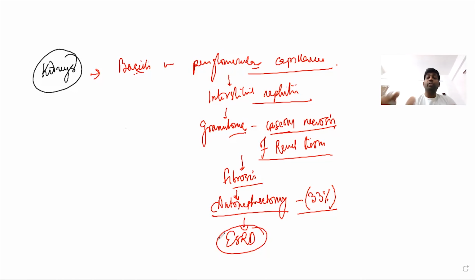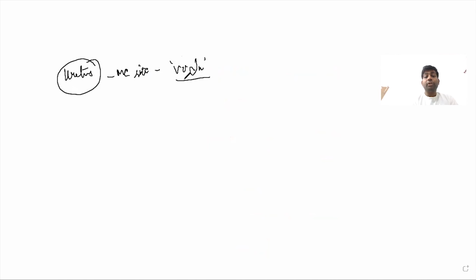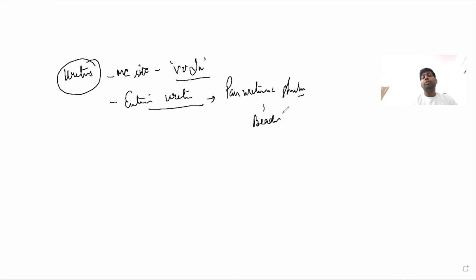Now let us talk about what occurs in the ureters. The most common site of involvement of the ureters is the vesico-ureteric junction. From there, it can even spread to the entire ureter. Once the entire ureter is involved, this leads to fibrosis and stricture in the entire length of the ureter, and this is known as pan-ureteric stricture, which gives a beaded corkscrew appearance.